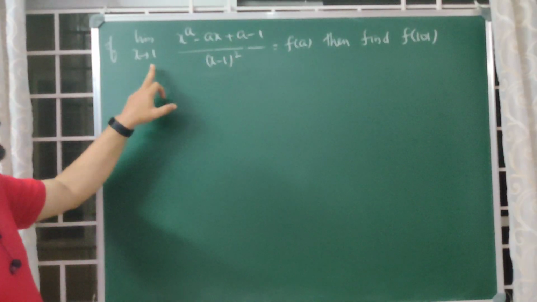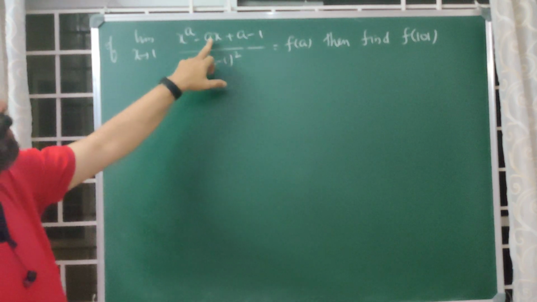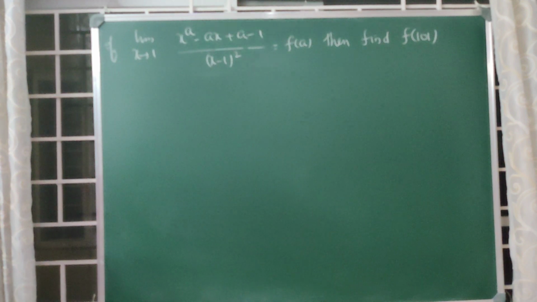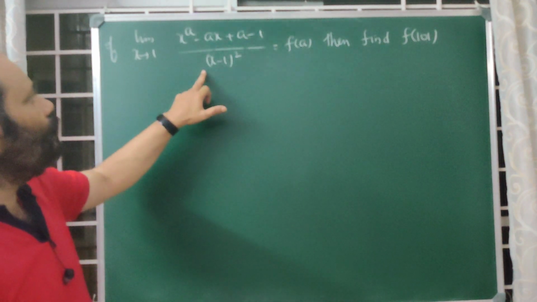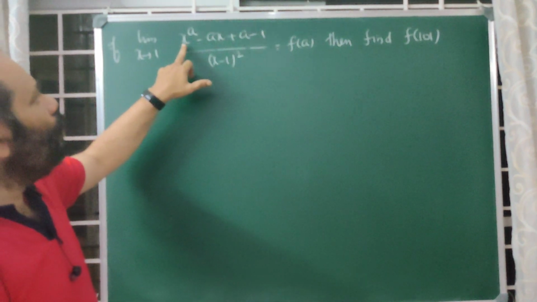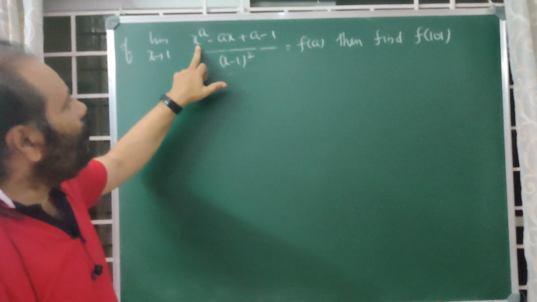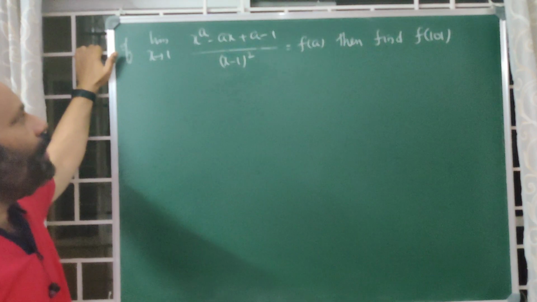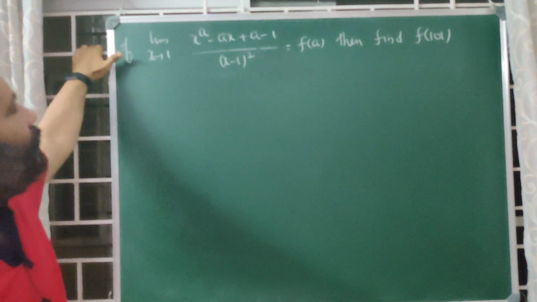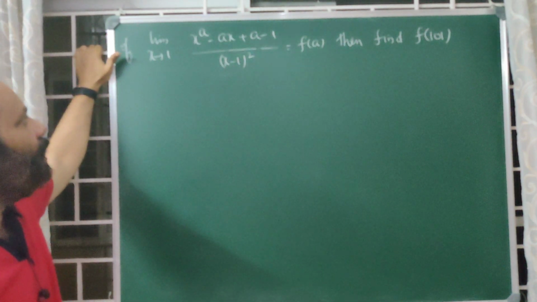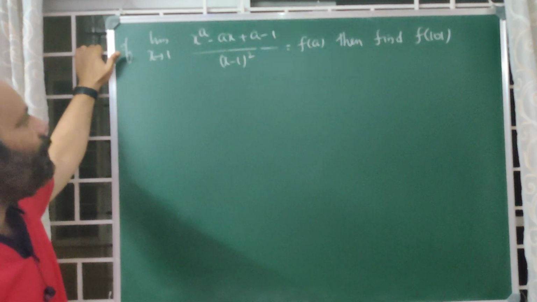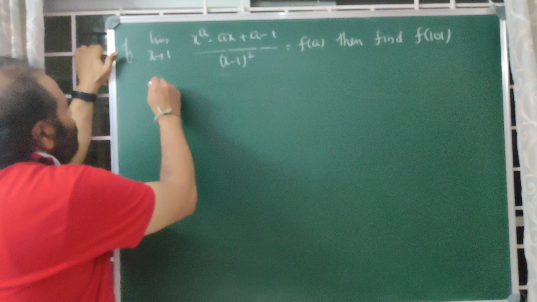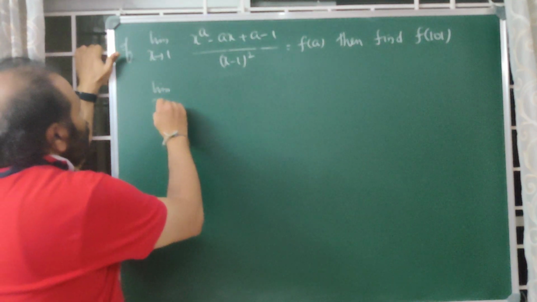Next question. If limit x tends to 1 of (x power a minus ax plus a minus 1) by (x minus 1) whole square. So, as usual, if you put x equal to 1, the 1 minus 1 cancels, so it is 0 by 0 form. Differentiating x power a gives a into x power a minus 1, and then a into a minus 1 you are going to get. Simple question.